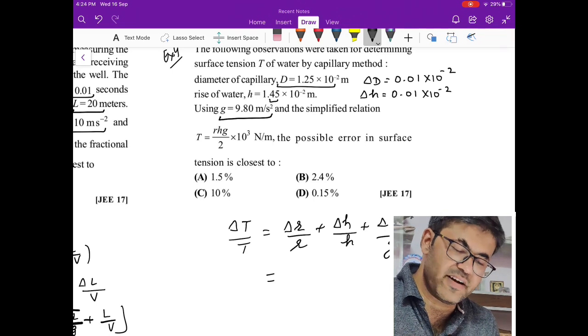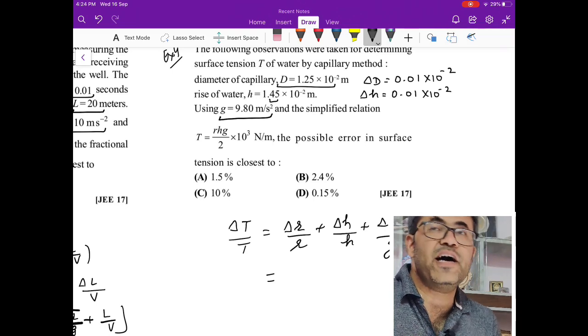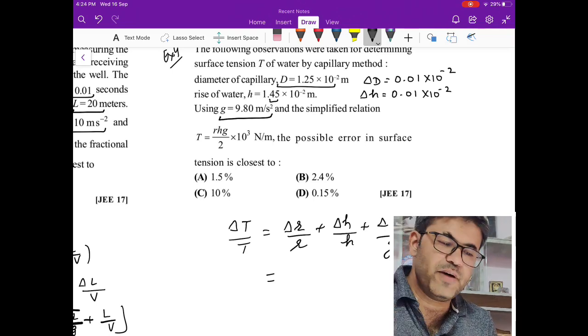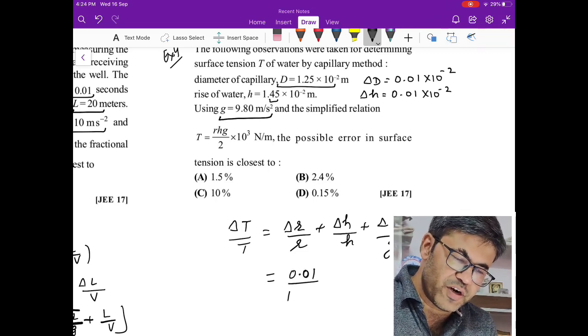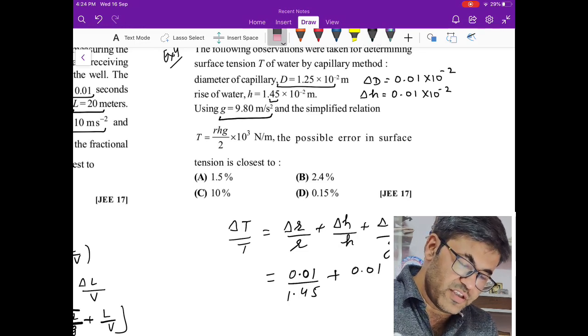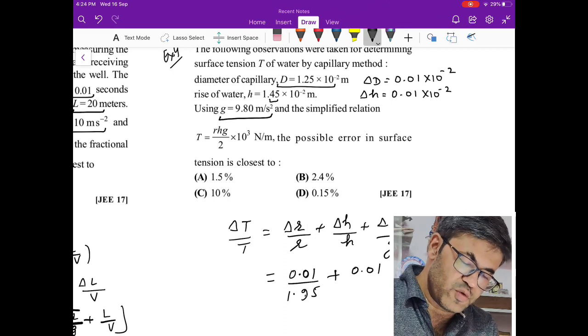What is delta R? Delta R by R is delta D by D, because R is D by 2 and that 2 is by definition. So delta R by R is delta D by D, that is 0.01. Delta H by H is again 0.01. Okay, this D was 2.5, not 4.5, and it would be 1.45.